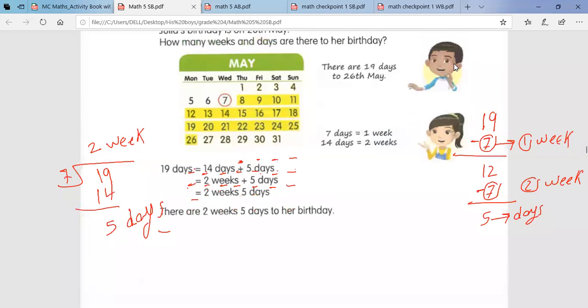Okay. Don't write, because he solved it already. It's solved, just the explanation: 2 weeks and 5 days. Here is the answer, but I do it with another method. Okay, the next one.